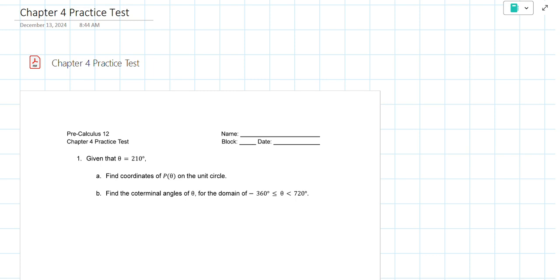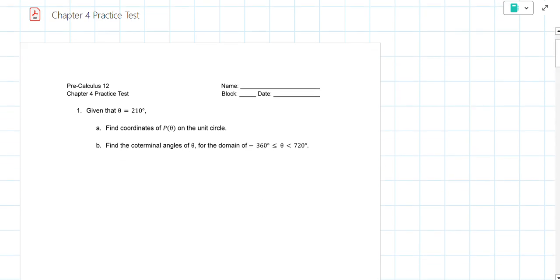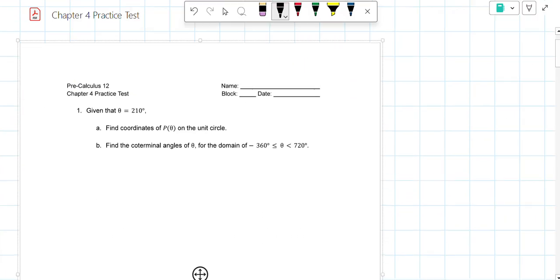Hello. Let's start the chapter 4 practice test solution key. We'll start with the first question. Given that theta is 210 degrees, find the coordinates of P of theta on the unit circle.